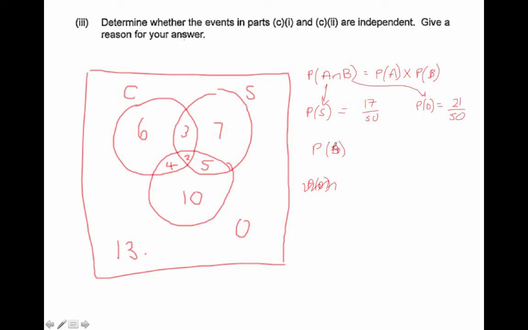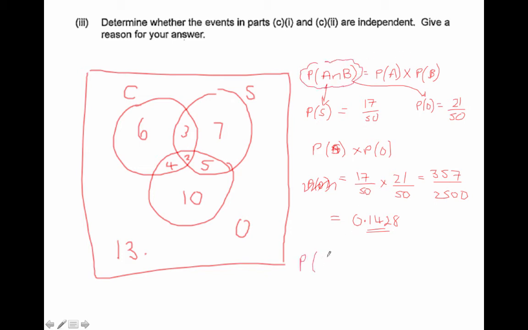Probability of strawberry times the probability of orange is equal to 17 over 50 times 21 over 50, which equals 357 over 2,500. As a decimal, that's 0.1428, so about 0.14. So that's the right-hand side of the equation. Now we do the left-hand side and see if it equals the right-hand side.